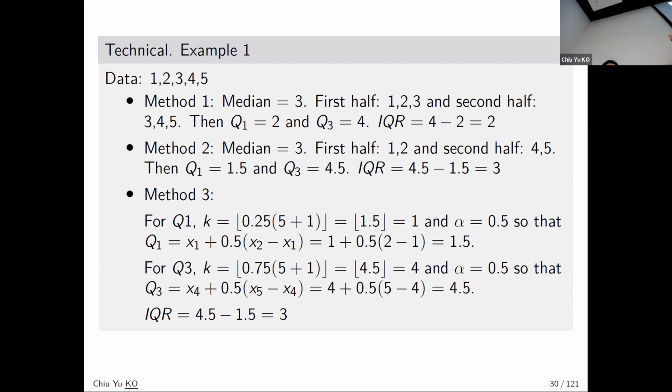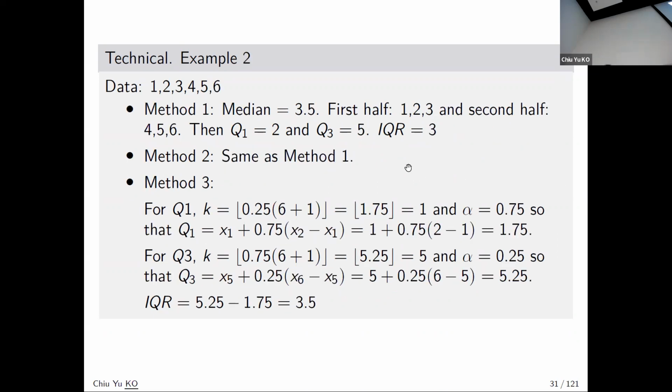Is that okay? Okay. So look at the other example. In that case, we have an even number of observations. We have 6, right? 6 plus 1 is 7, 7 divided by 2 is 3.5. So actually the median will be between 3 and 4, right? The average of 3 and 4 is 3.5. And in that case, the median 3.5 is not included in the data.